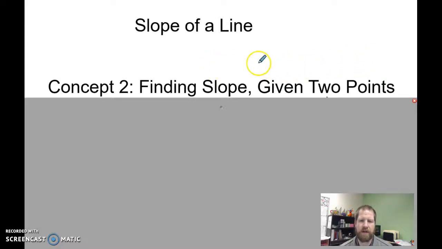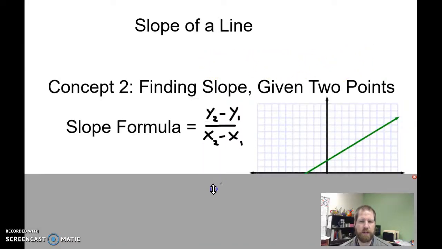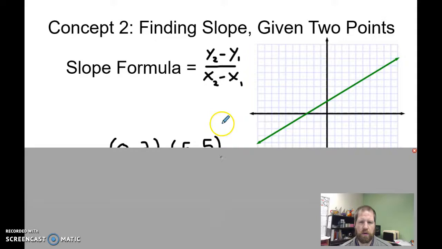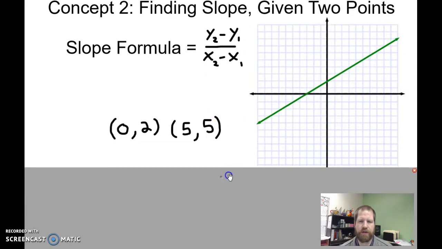Concept 2, finding slope given 2 points. So now we're looking at a situation where instead of having our line, we're just given 2 points on the line, and we have to find out the slope. We have what looks like, at first glance, a complicated formula, but it is actually pretty simple.